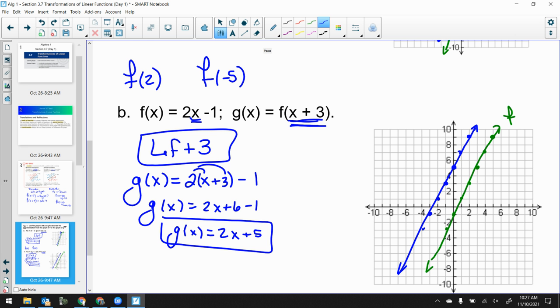Do I see a shift left 3 units? Yeah, take a look here. Look at these coordinates. Do you see how each of these coordinates are being pushed left 3 units? Okay. Questions about that? Let's do that a couple more times.